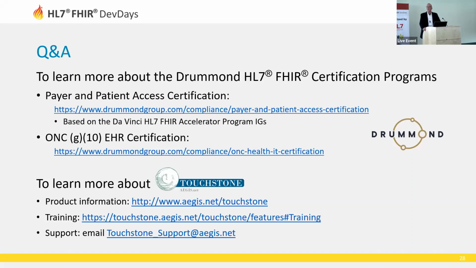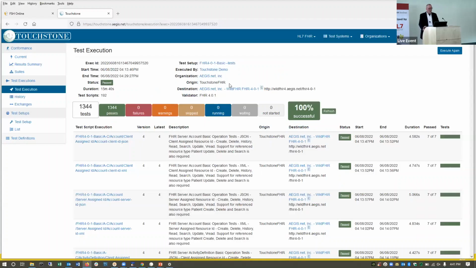If I look at the Touchstone suite, would you characterize it as a superset of Inferno and Crucible, adding additional tests, or how would you characterize it?